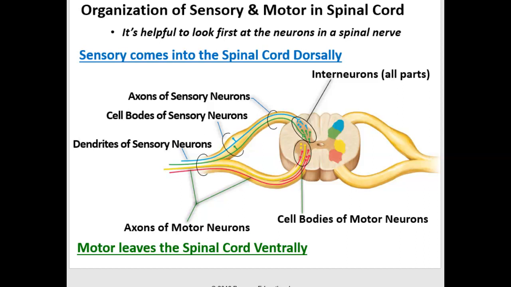Only thing we haven't talked about are interneurons, because if you notice, there is a sensory axon coming in to this dorsal horn, but then I see cell bodies. These are interneurons, and these interneurons are really short, and they're just connecting information from the sensory neuron to the cell body of the motor neuron.